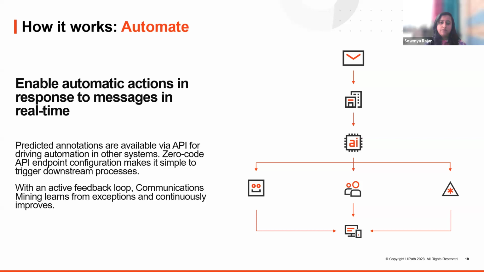With the help of an active feedback loop, communications mining also learns from all these exceptions that happen. For example, there is some issue and the model didn't predict properly. In that way, there is an exception, which will help the model to continuously train and improve and predict better in the future. And this is how UiPath communications mining works.